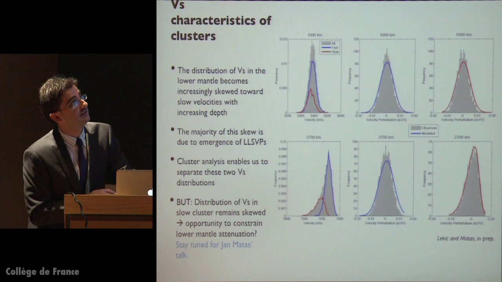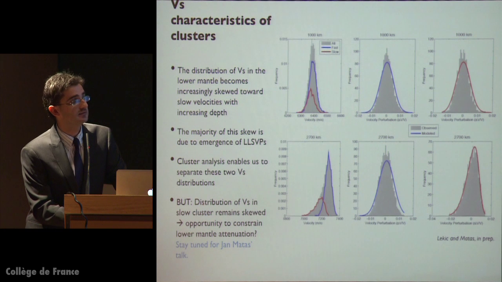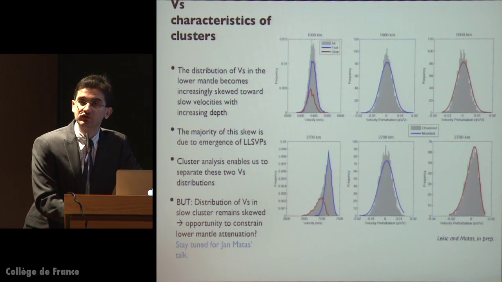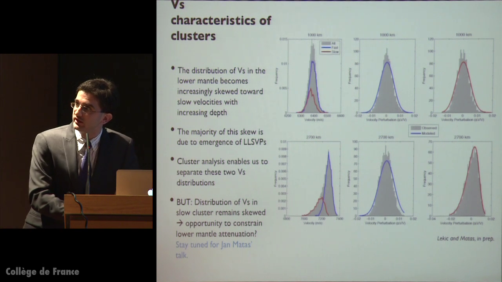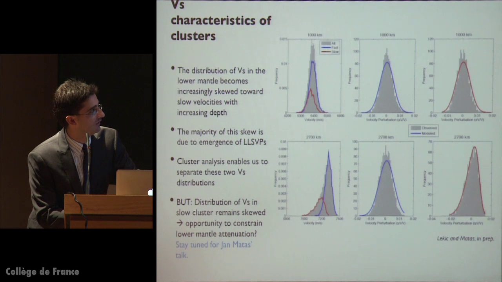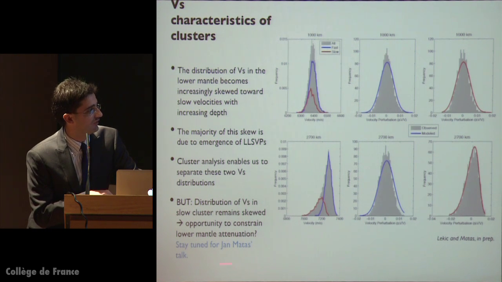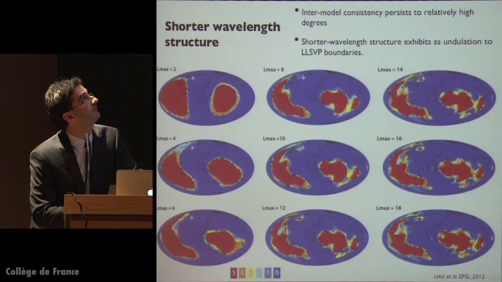You can also look at the distributions of velocity in the fast and the slow regions, and this might allow us to infer something about the temperature variations between the two in a way that's independent from the ways that have already been done. And you should stay tuned for Jan Matas's talk later today on this topic.